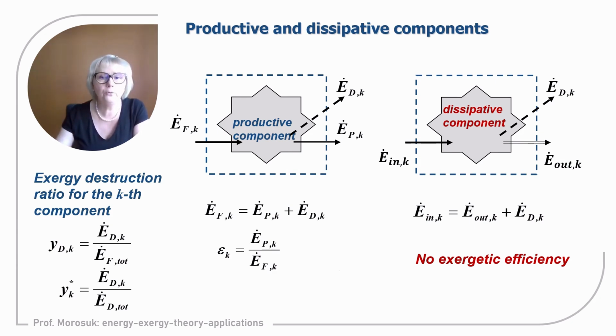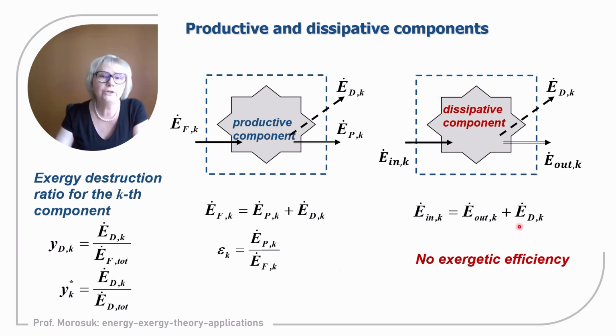For the productive component, we have a definition of fuel, we have a definition of product, and we have exergetic efficiency as product divided by fuel. For the dissipative components, we have no fuel and product. Exergy is destroyed within this component, and we have no positive exergetic effect from using this component within the energy conversion system. Therefore, for dissipative components, no exergetic efficiency is calculated, only the value of exergy destruction.